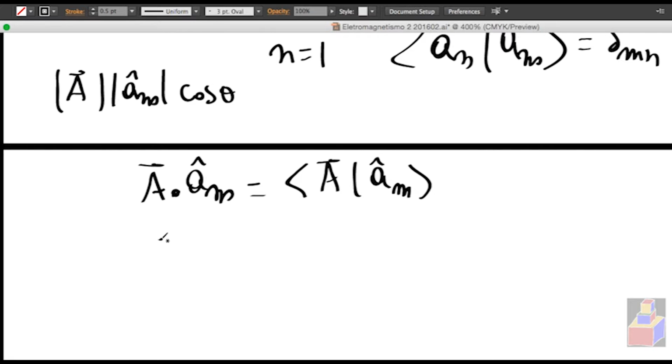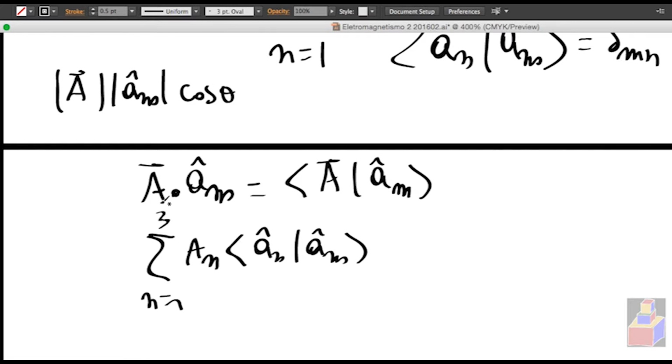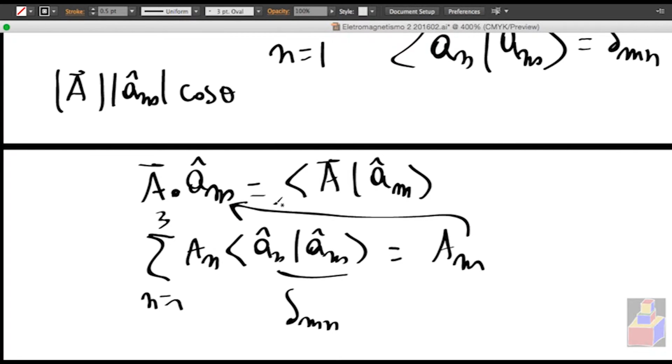So this is the same thing as taking the sum, doing that, right? This is the sum, A equals the sum. So making the dot product is doing that. This is delta_mn. So there's only one term, which is A_m. So A_m equals the projection, or the dot product with one base vector.